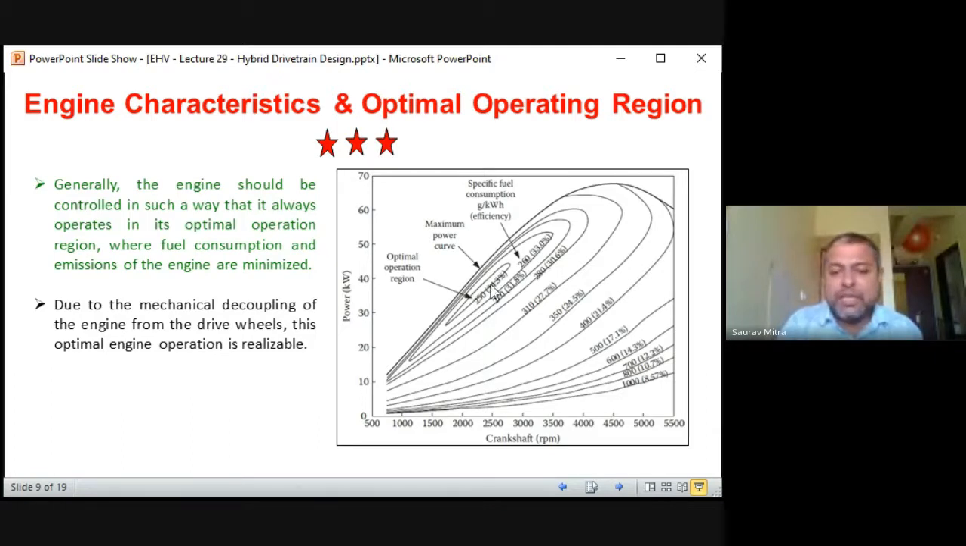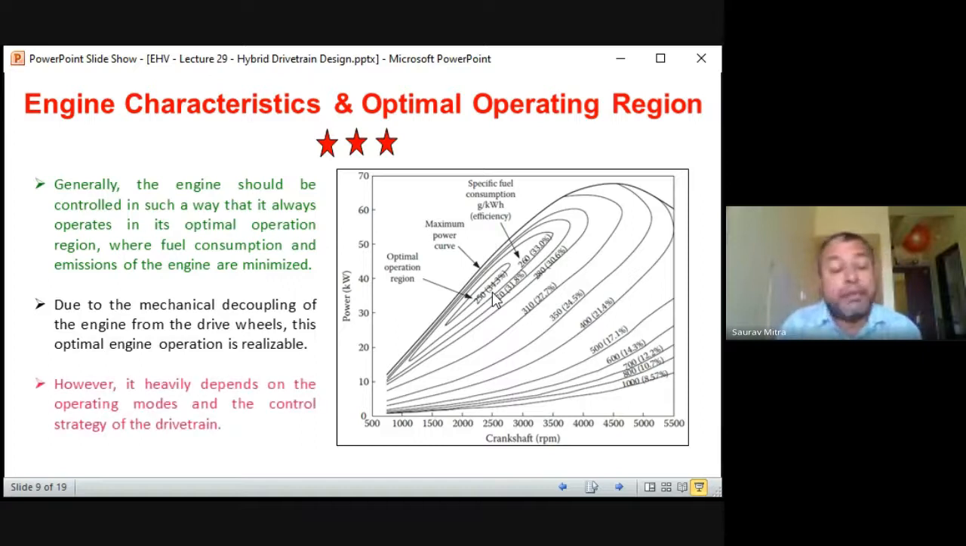So whatever we are showing here, it is possible because there is no direct mechanical connection between the engine and the drive wheel. However, it heavily depends upon the operating modes and the control strategy of the drivetrain. So there are some 8-9 different control strategies or driving modes. Which driving mode we are using heavily affects the fuel efficiency and all.